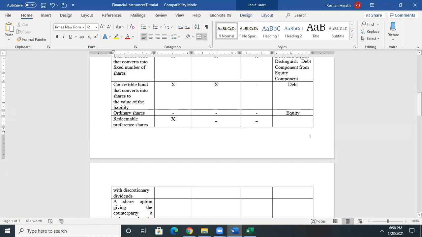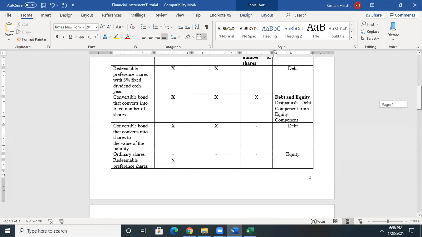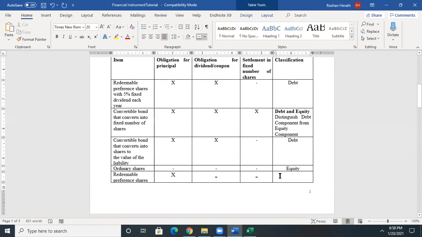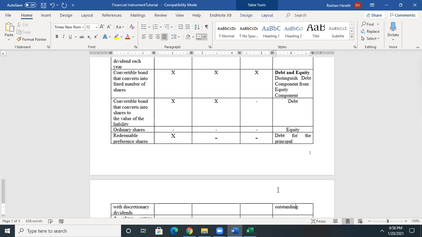So what is the classification? What is that? Debt. So debt. Okay. So I would say that you are partially correct, right? Good attempt is appreciated. Yes. So it is partially true in the sense that there is a debt component. For what? So that debt is for the principal outstanding. Outstanding amount, take as a debt.